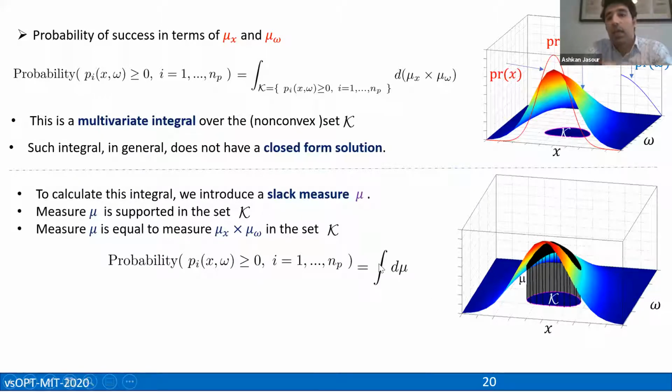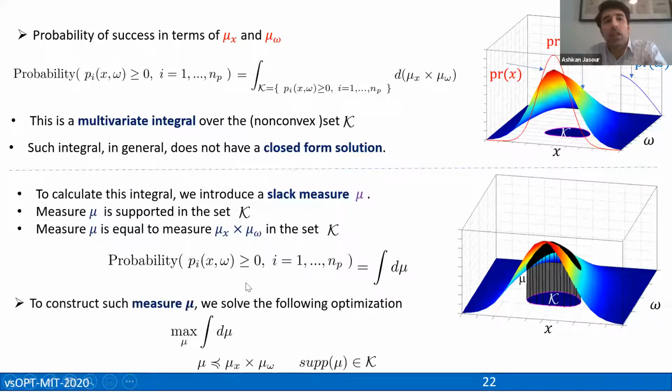Because this integral is nothing but the zero order moment of the measure mu. So it means that if I can find such a measure with these properties, I can look for its zero order moments and find the probability of success. And how should I find this measure?